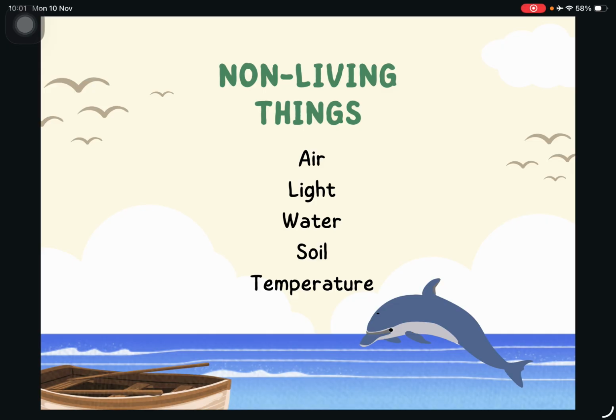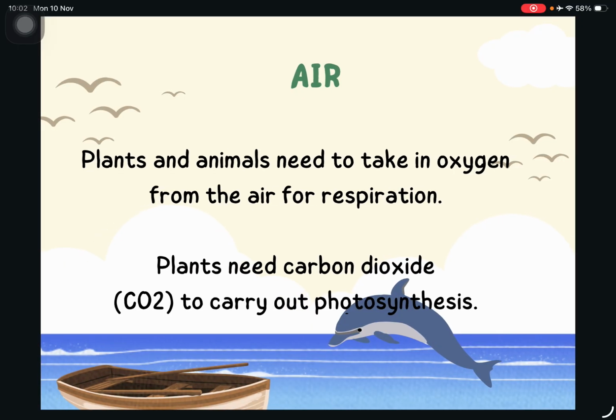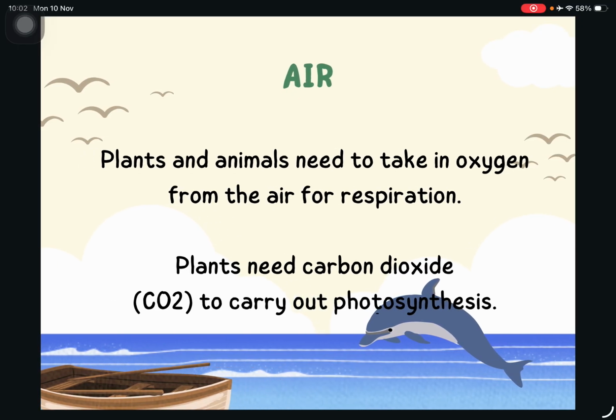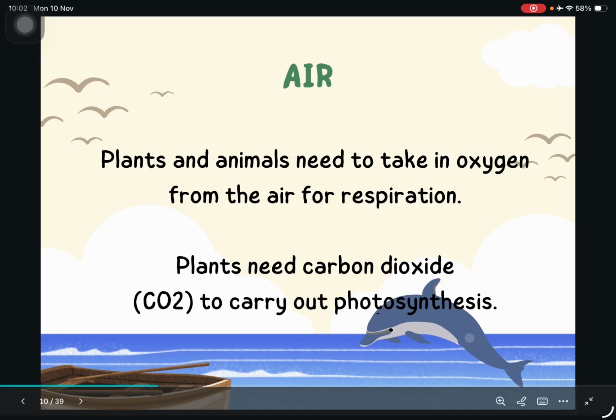So the first non-living thing is air. Plants and animals need to take in oxygen from the air for respiration. Remember, respiration is breathing. Plants and animals need oxygen to breathe. But plants also need carbon dioxide to carry out photosynthesis. Just pause the video to copy.